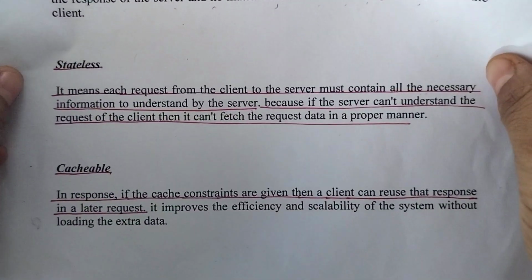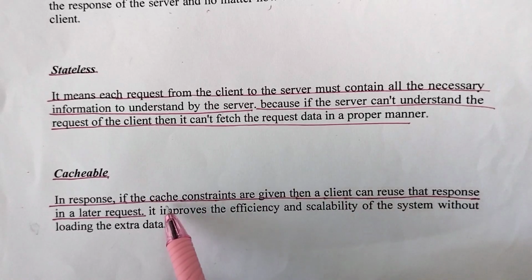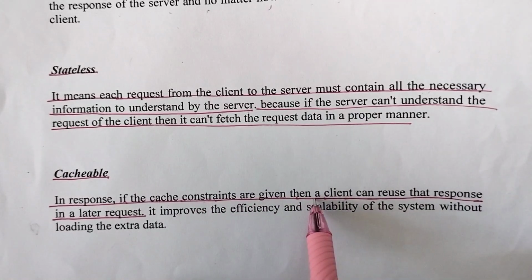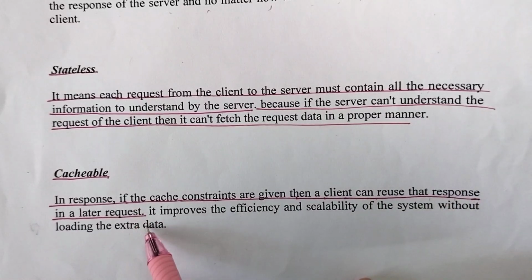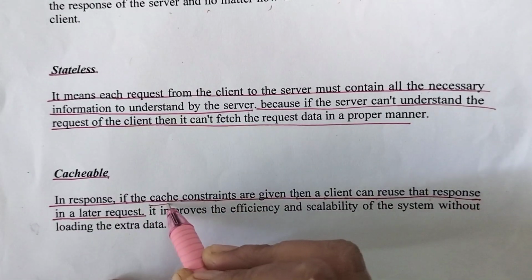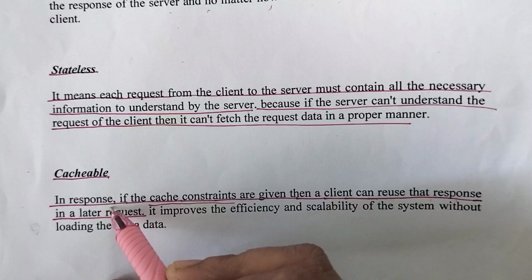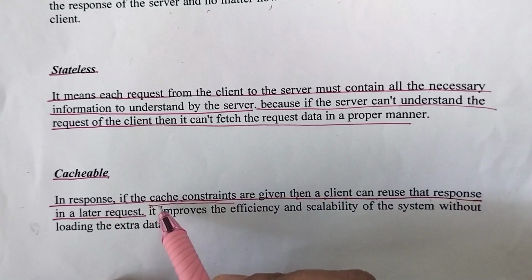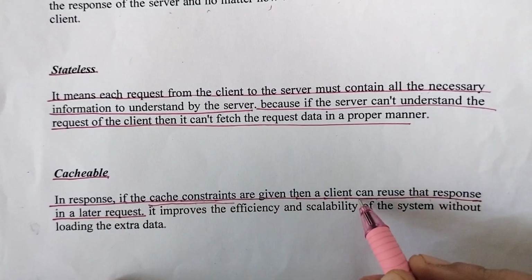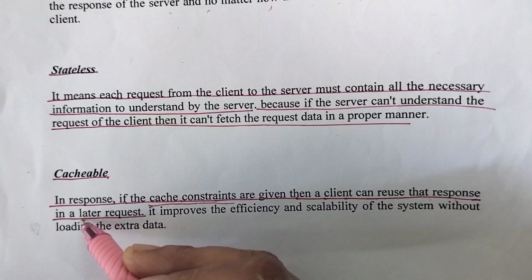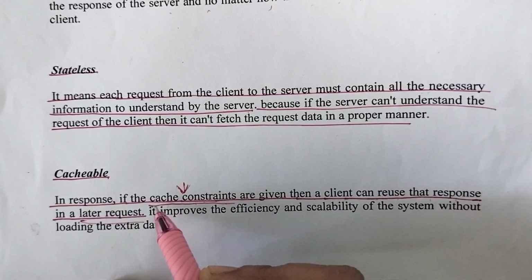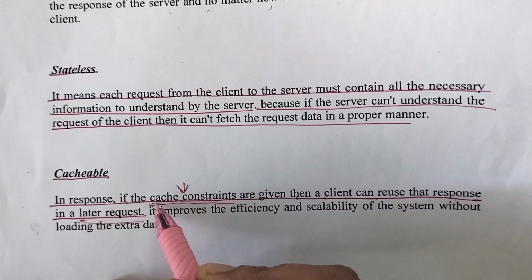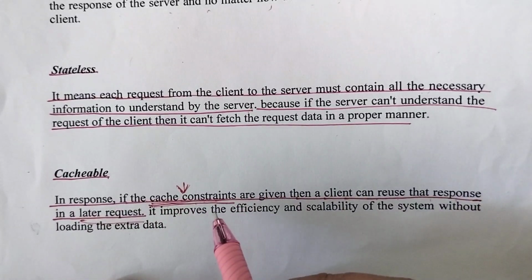Next constraint is cacheable. When I say cacheable, that means in response, if the cache constraints are given, then a client can reuse that response in a later request. So this means that when, in response to a client's request, a server gives cache constraints, then the client can reuse those responses for later requests also. Now what are cache constraints? To understand this statement, you must understand what cache constraints are.